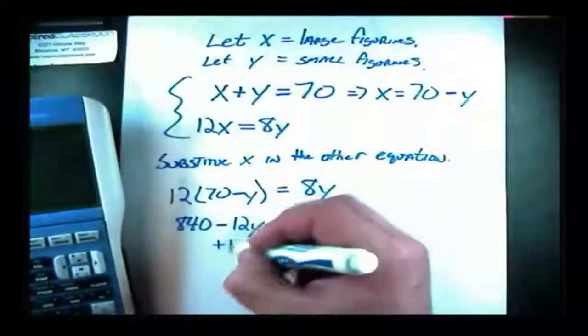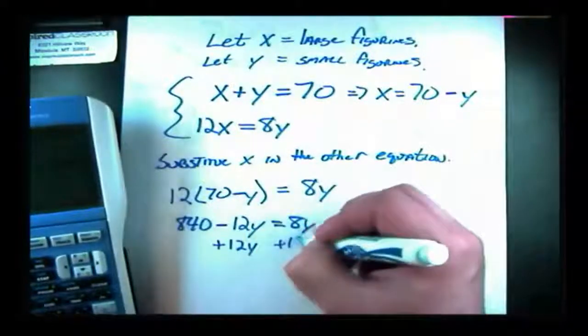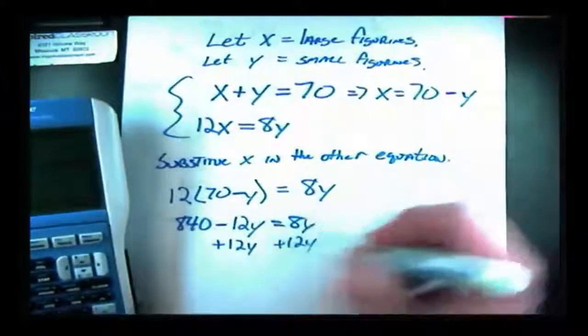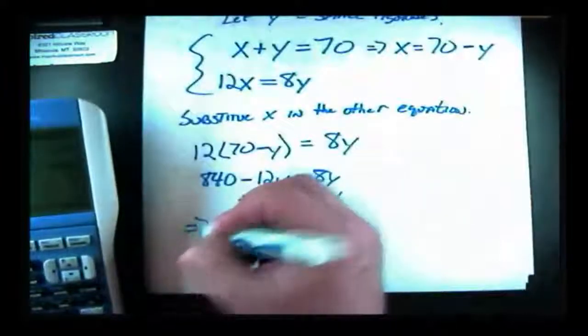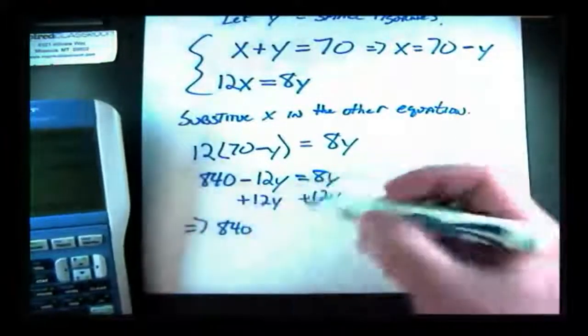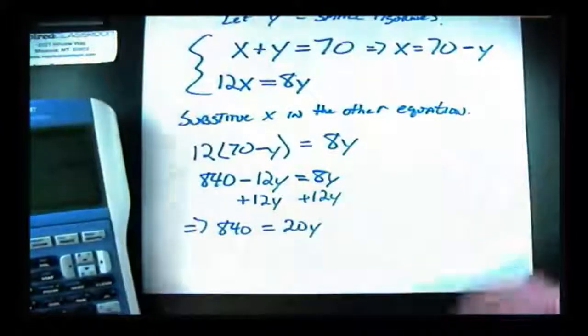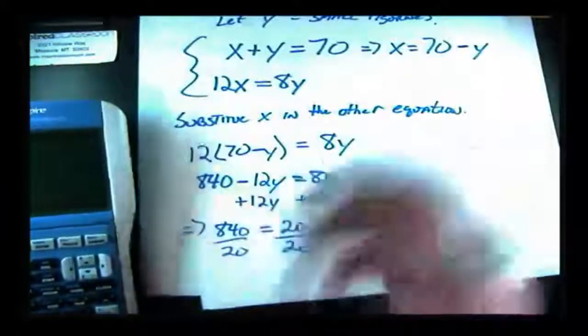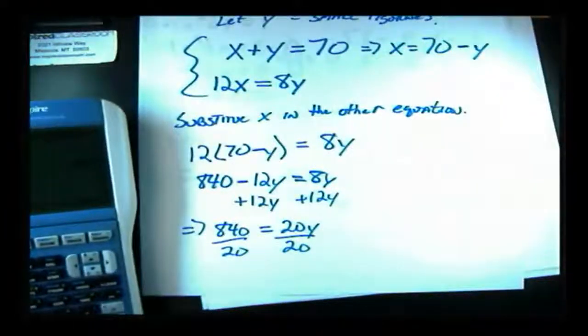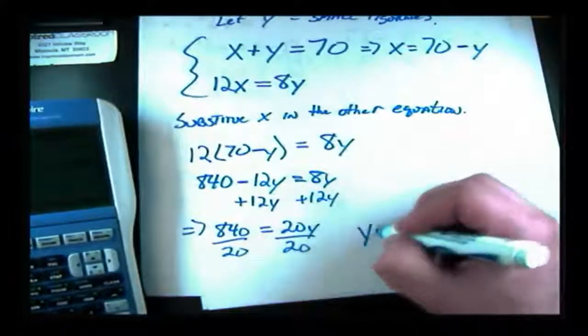I can add 12y's to both sides to combine like terms. So this tells me that I now have 840 on the left-hand side and 20y on the right-hand side. Divide out by 20. Divide out by 20. 840 divided by 20 is 42. So y equals 42.